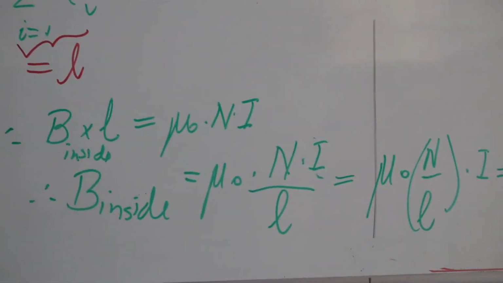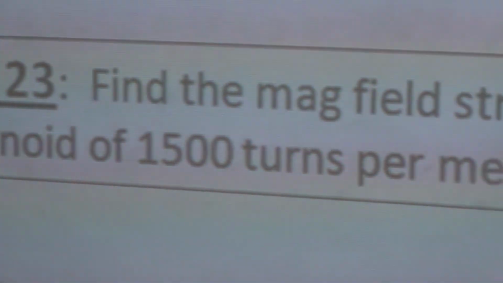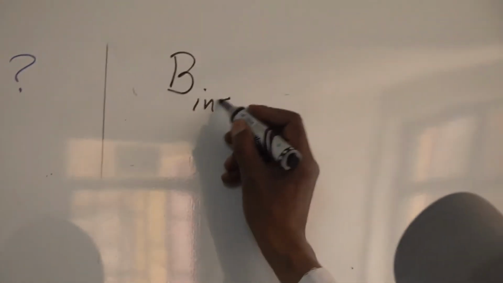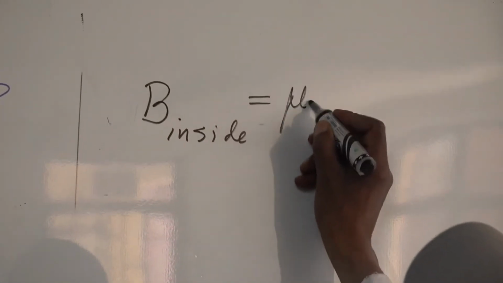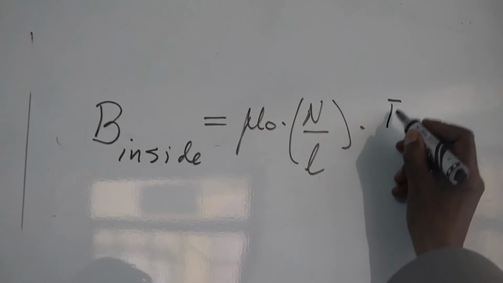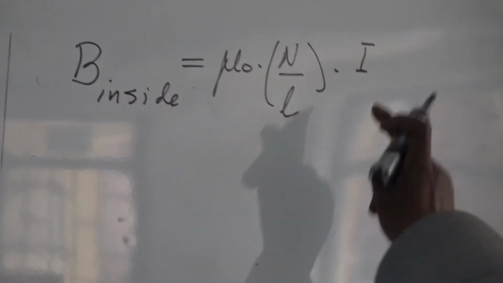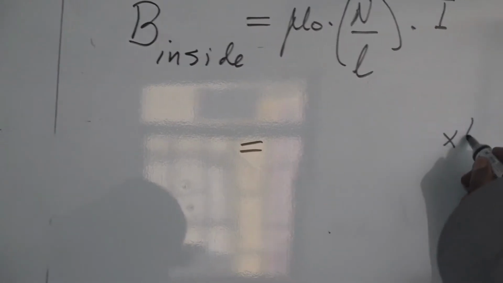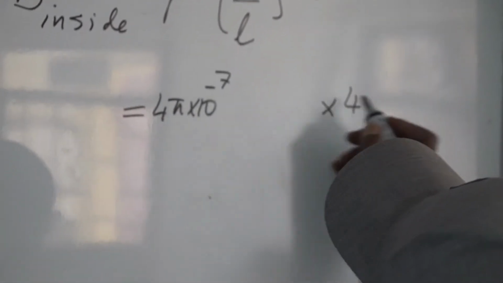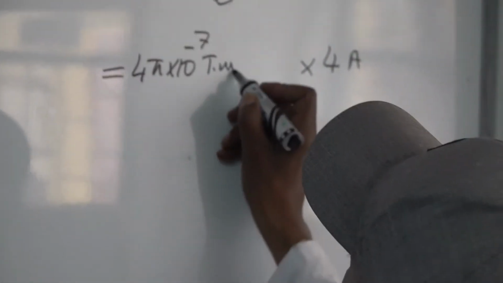So let's look at homework 23. It says find the magnetic field strength inside a current carrying solenoid of 1,500 turns per meter when the current is 4 amperes. So again, B inside equals mu 0 n times I. The current is 4 amperes. Mu 0 is 4 pi times 10 to the power of minus 7, in Tesla meter per ampere.